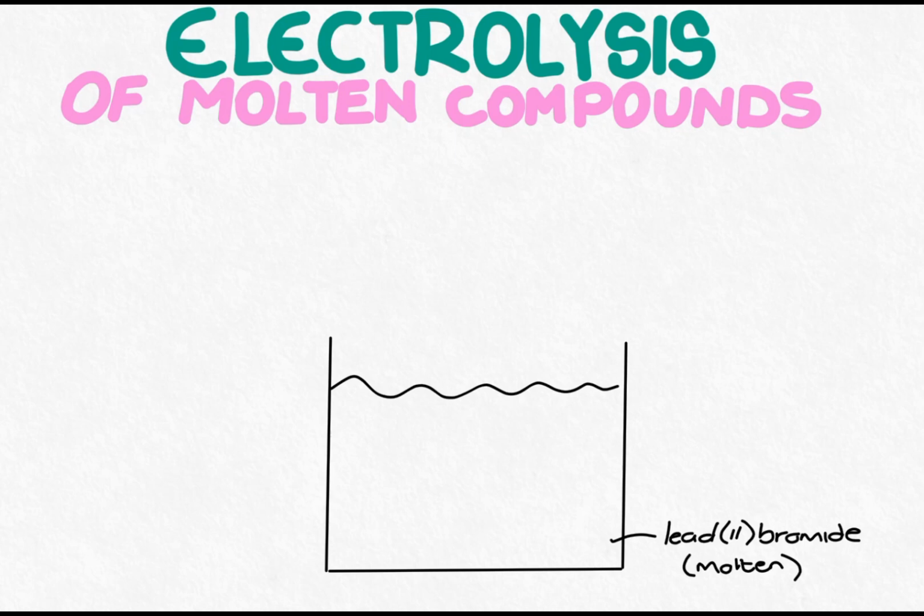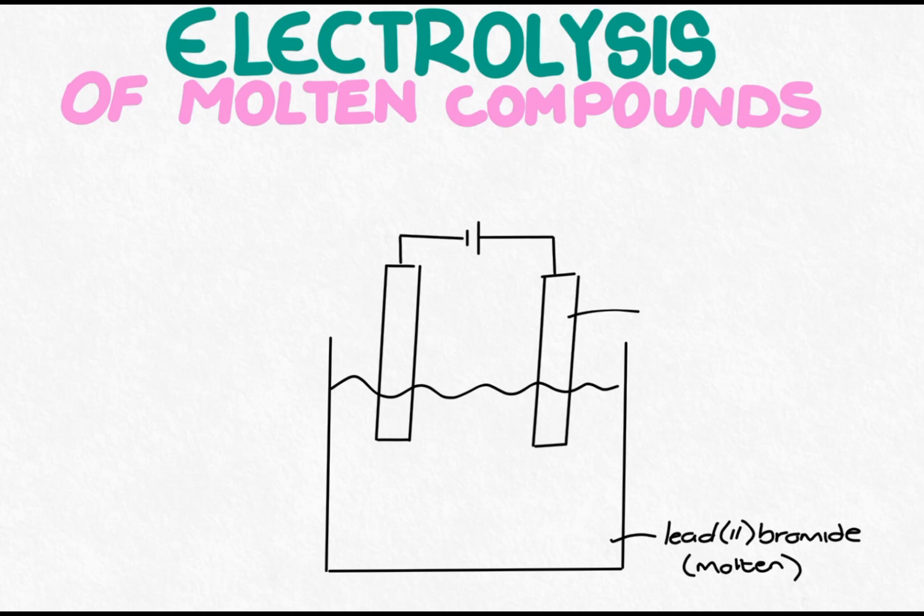So to predict the products made at each electrode, we first need to identify the ions. The positive ion will migrate to the cathode and the negative ion will migrate to the anode. Therefore, we can say that the cathode product will always be the metal and the product formed at the anode will always be the non-metal. For this example, we used carbon electrodes, which are an example of an inert material. Inert refers to something that does not react easily.